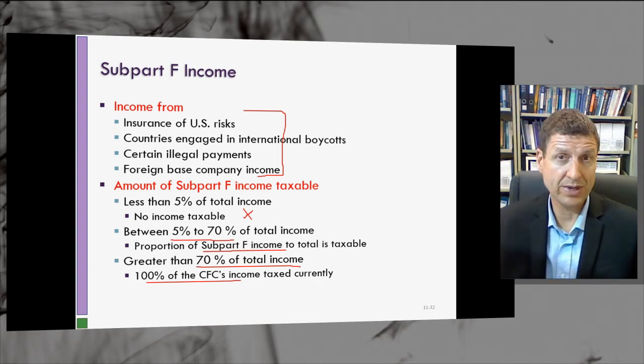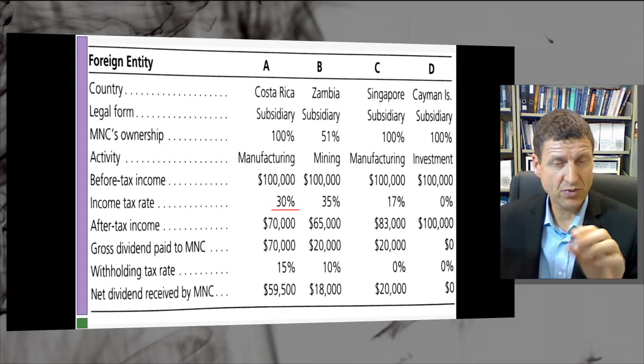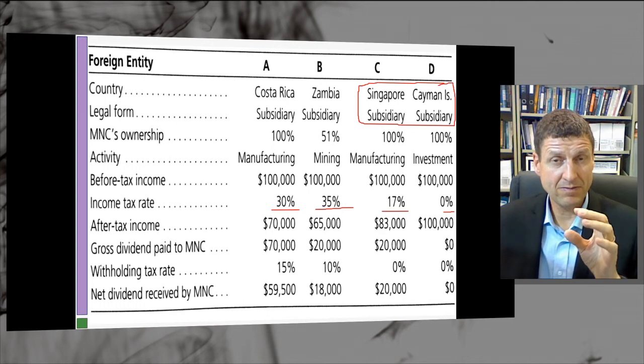This is very important. So we can look at an example of several countries. Costa Rica, where the tax rate is 30%, pretty close to the US tax rate, just under that 90% rule. Zambia, 35%, so it's pretty okay. Singapore, 17%, Cayman Islands, 0%. So these two, Singapore and Cayman Islands, will be treated like tax havens, and very likely this will be deemed as CFC income, subpart F income.